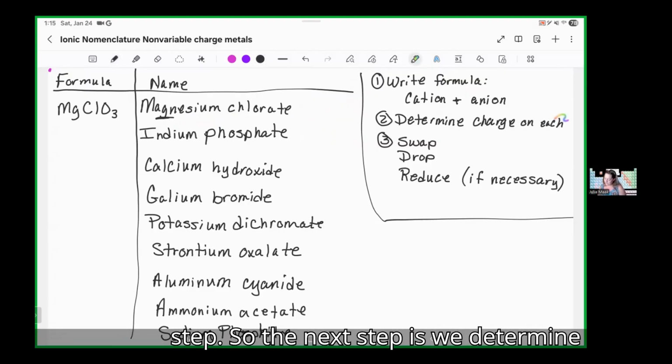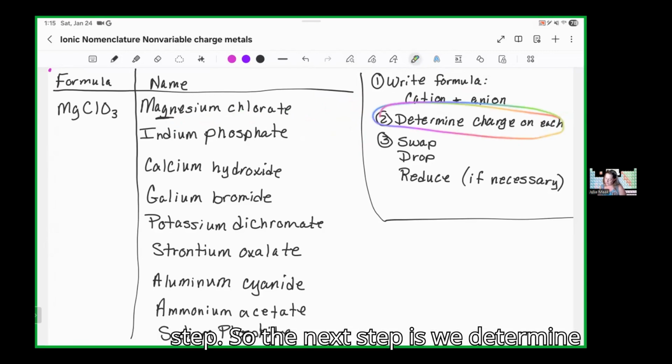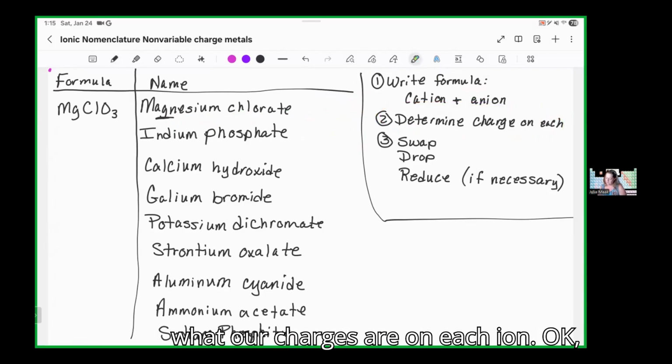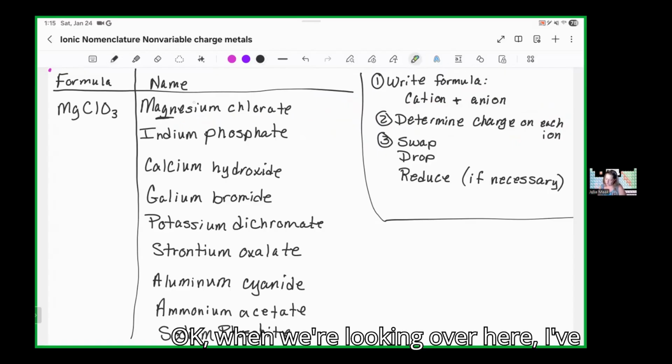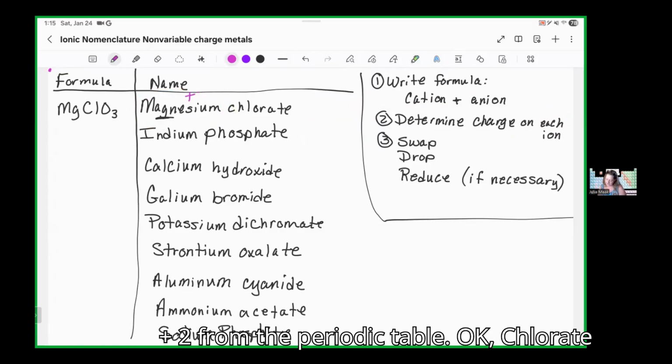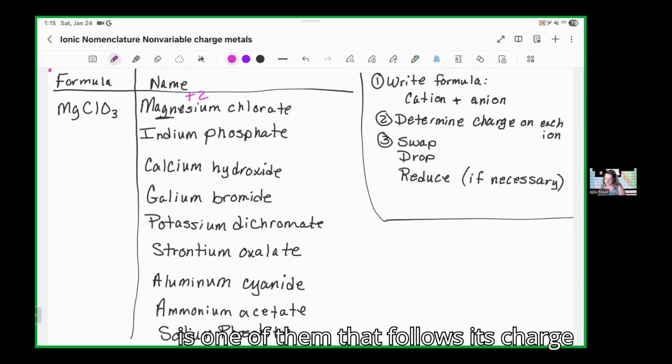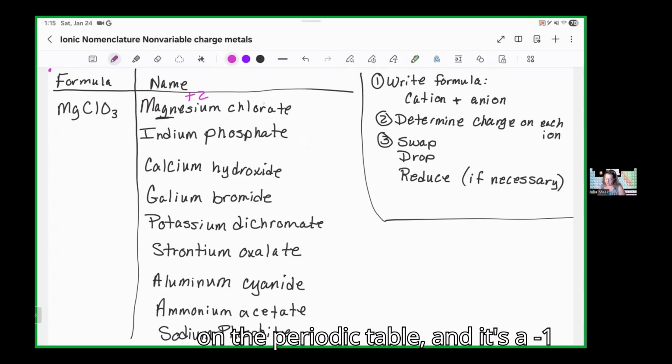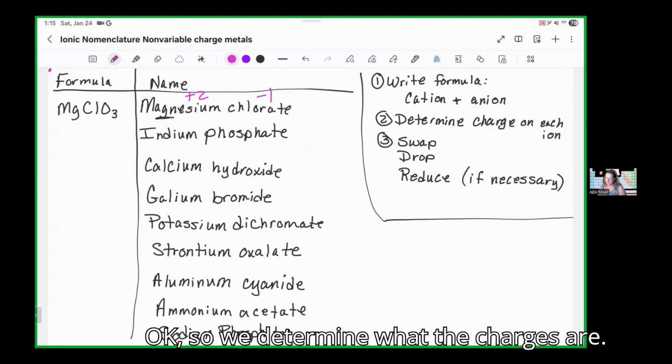So the next step is we determine what our charges are on each ion. What is the charge on each ion? When we're looking over here, I've got magnesium. We know magnesium is a +2 from the periodic table. Chlorate is one of them that follows its charge on the periodic table, and it's a -1. So we determine what the charges are.